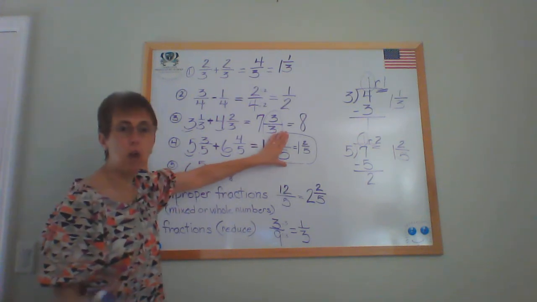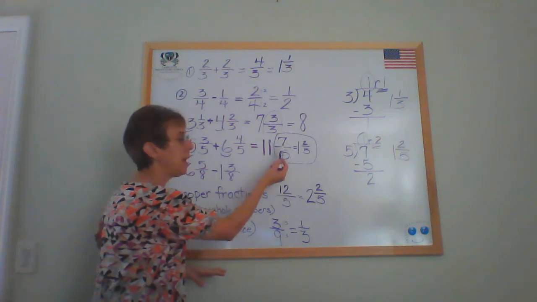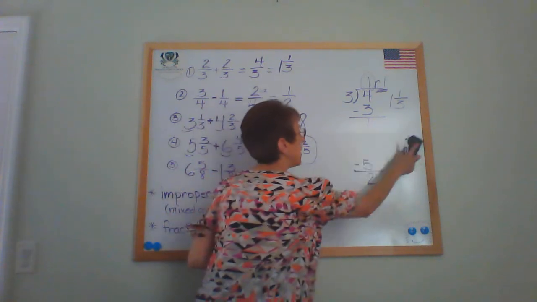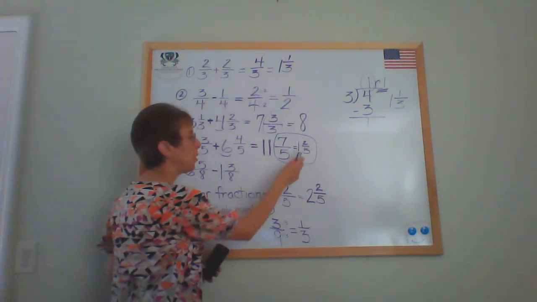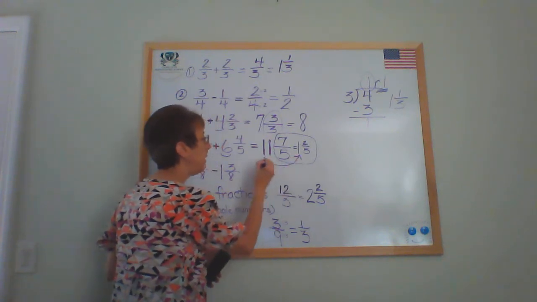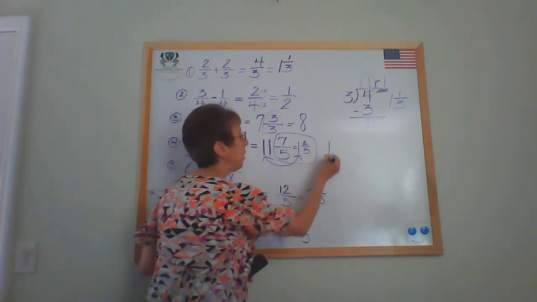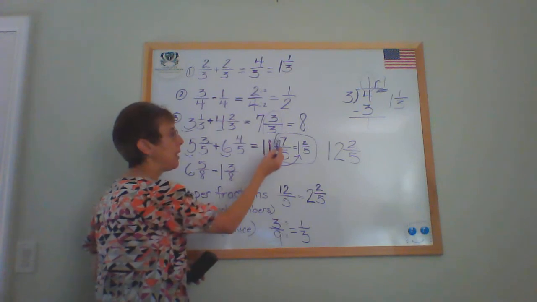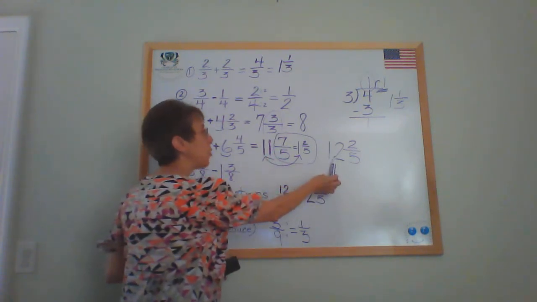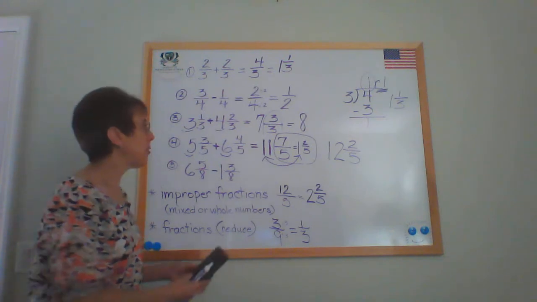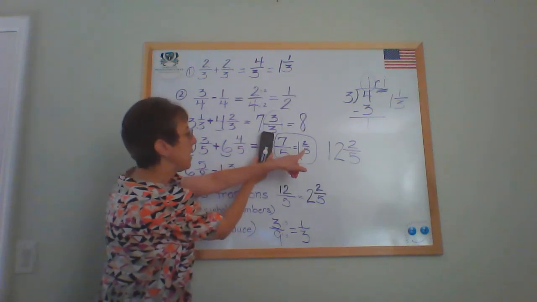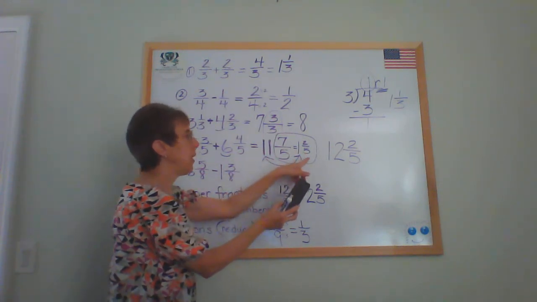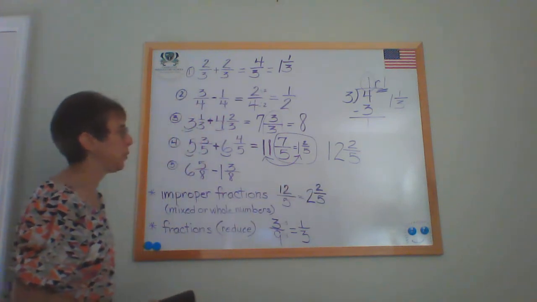But your answer is not 1 2/5. Remember, you had 11 7/5. So now you have to say, well, I had 11. The 7/5 is equal to 1 2/5. So now I have to combine these two and say 11 plus 1 is 12 2/5. So that 11 and 7/5, when you simplify it, is 12 and 2/5. And the reason for that is because that 7/5 is equal to 1 and 2/5. And so you're adding 11 plus 1 and 2/5 equals 12 and 2/5.